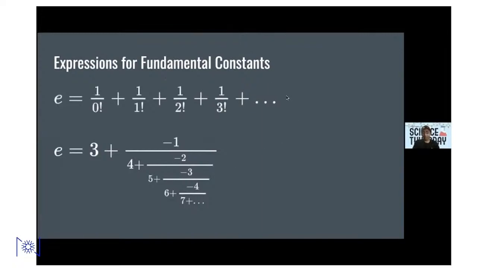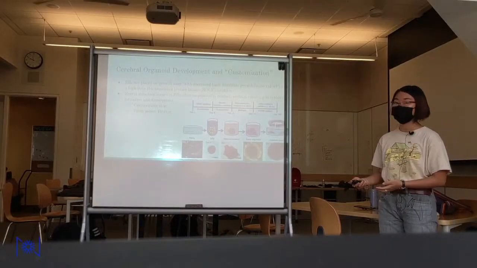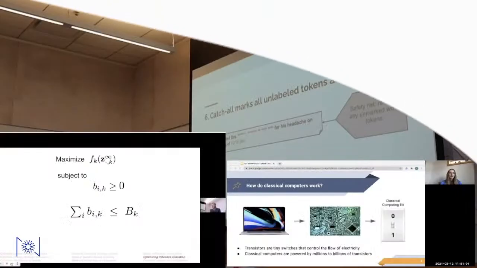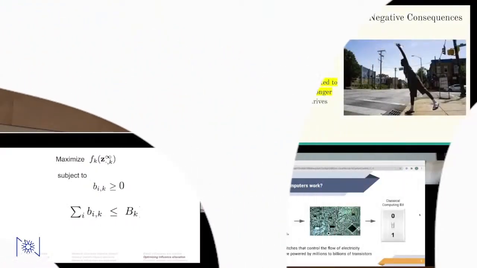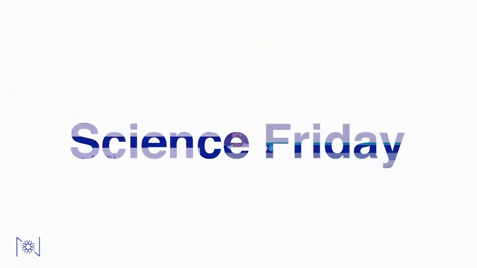Here's some for E as well. The one on the top here is one of the ways that you can define E. What makes a field more likely to have an unbalanced gender distribution? So this can be like, in the case of this paper, gyrification or brain folds. This goes back to balancing information retention. Incredibly negative. We have to do information privacy.